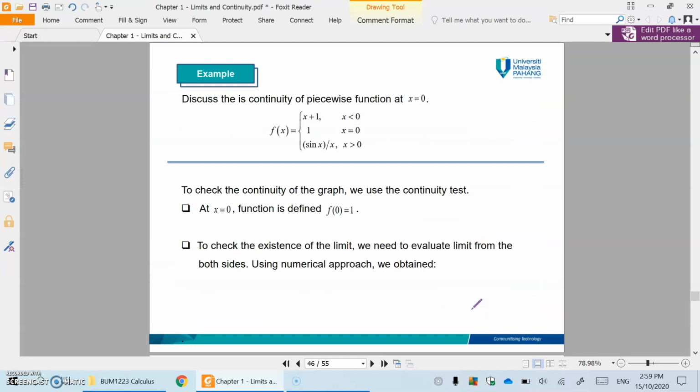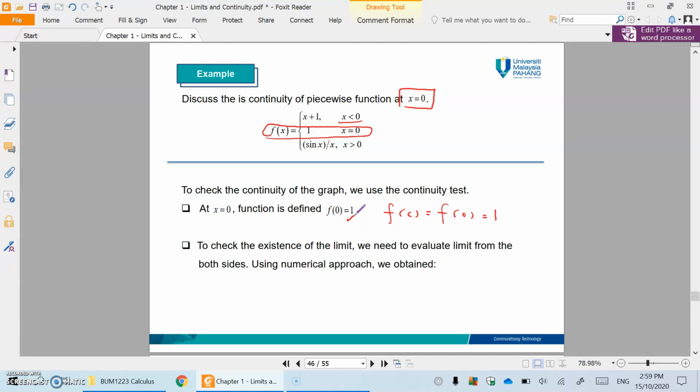Okay, so here we discuss the continuity of a piecewise function at x equals 0. We have three pieces here: x plus 1 for x less than 0, f(x) equals 1 for x equals 0, and sin x over x for x greater than 0. First we find the value of f(c), which is f(0). So f(0) is clearly determined here, which equals 1.